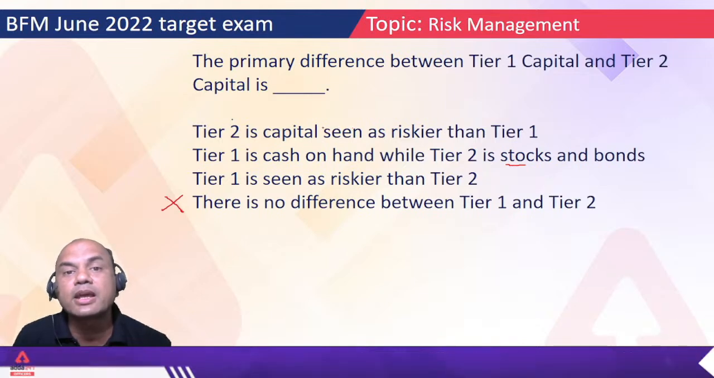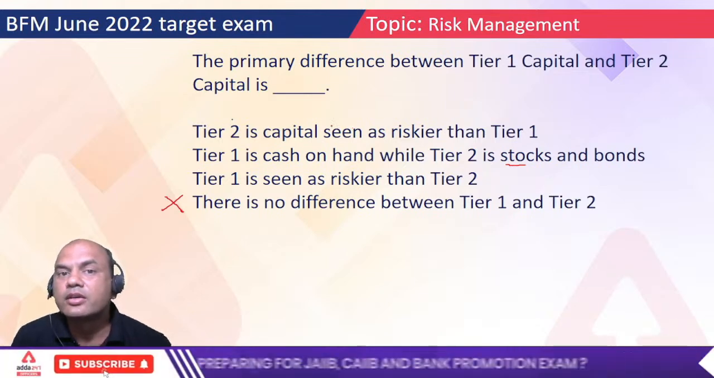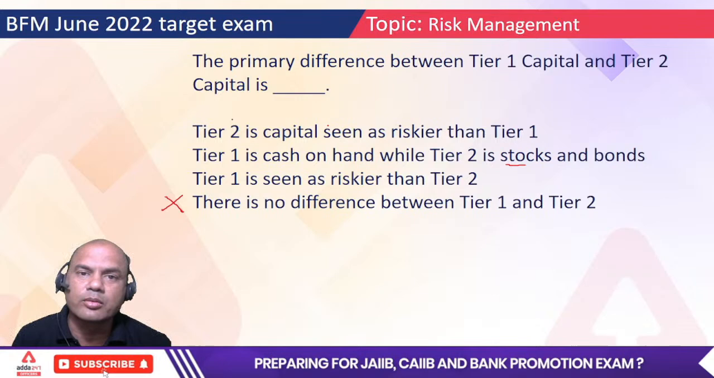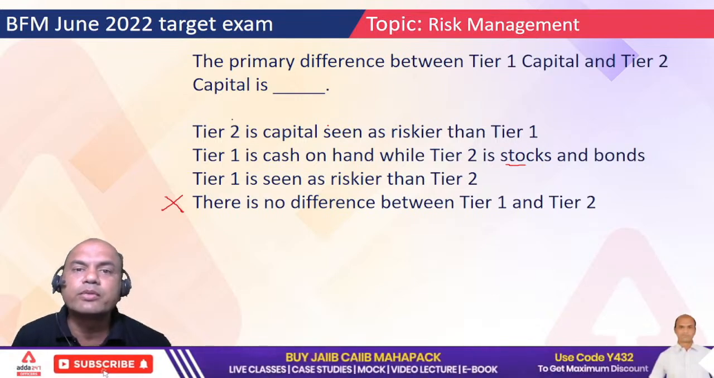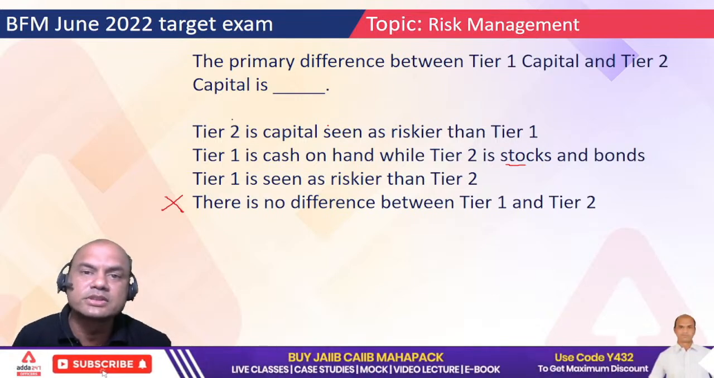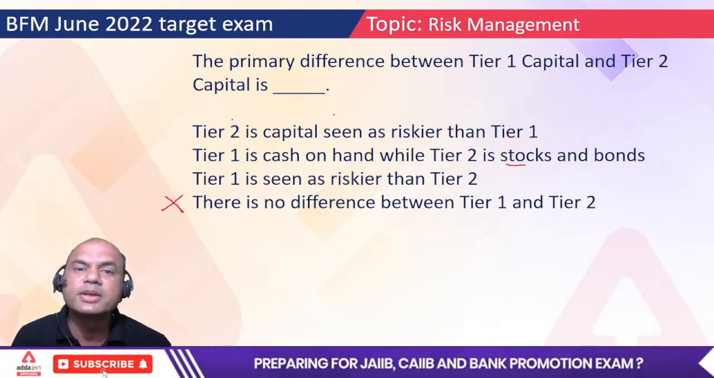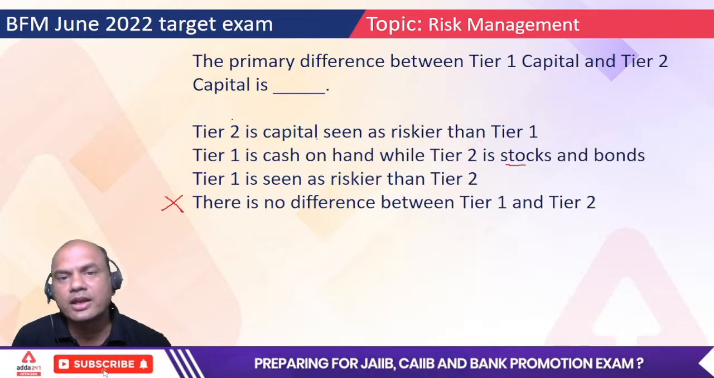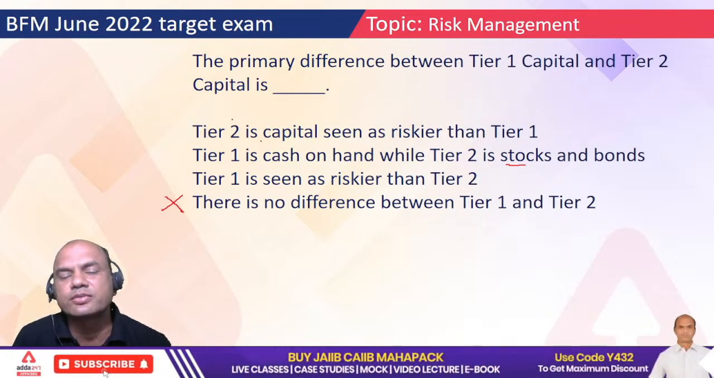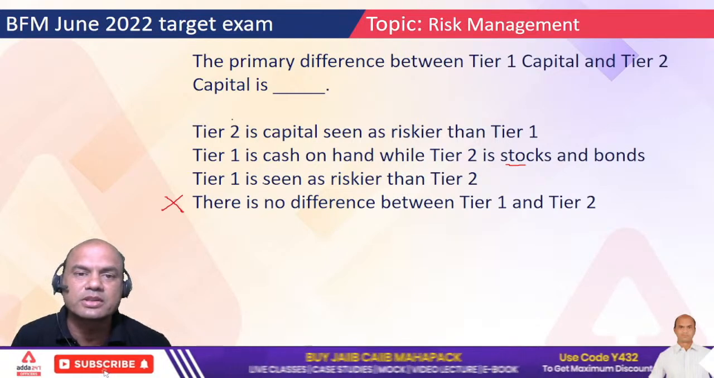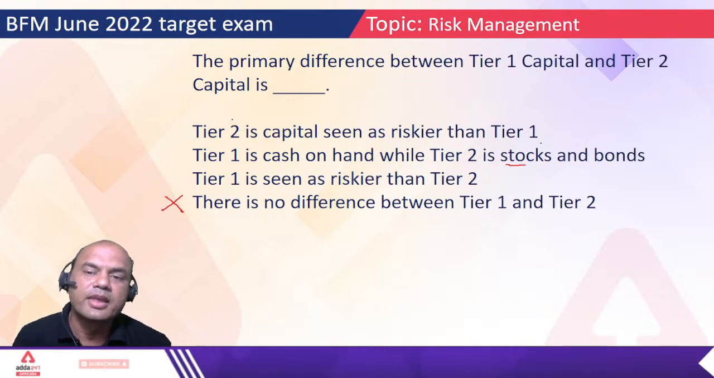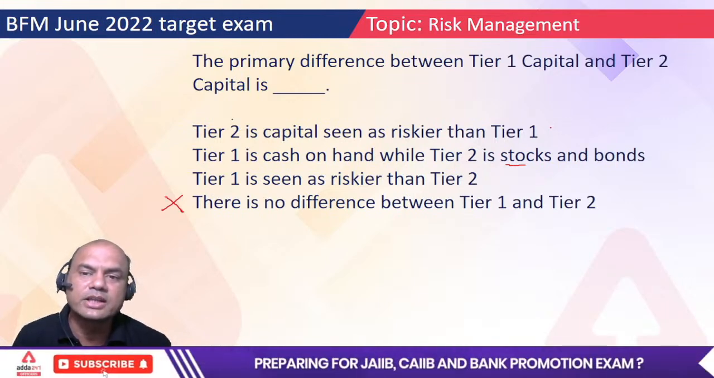Tier 2 is what? Paid capital. So which is riskier? If you are living your normal life, is living with loans riskier or living without loans riskier? Keep it simple, okay? Answer A, B or C. Fast, fast. A, B or C. Which one? Fast.